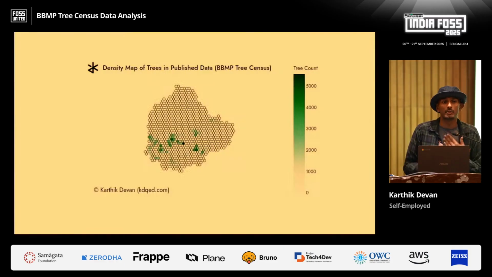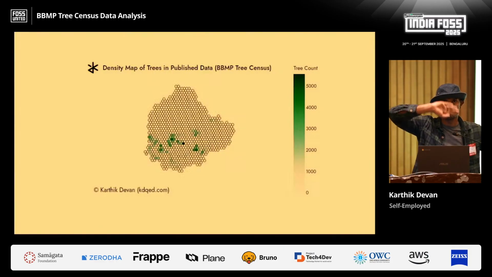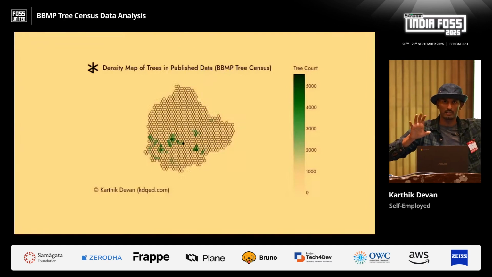And the advantage of using hexagons is that when you take a rectangle, it has 4 neighbors sharing an edge and 4 neighbors sharing a corner.